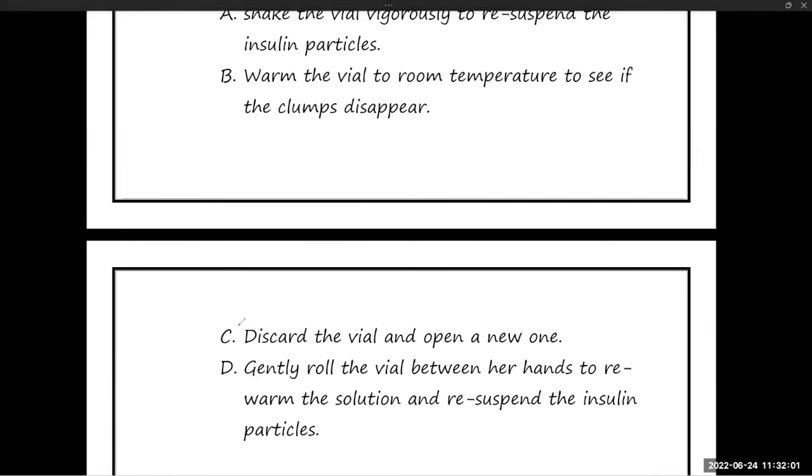Okay. So you should not use the clumpy kind of vial. You have to discard it and buy a new one. Okay. And my next question is, where would you administer insulin?